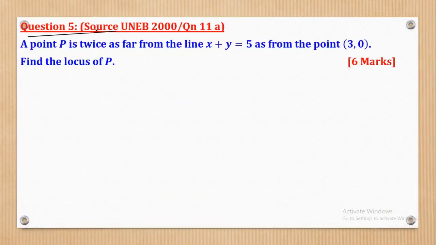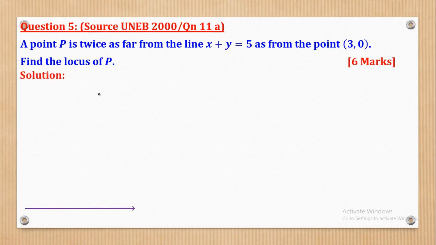So now we shall go to question 5, which came from UNEB 2000 paper 1 question 11a, and says a point P is twice, know this word, twice as far from the line x plus y equals 5 as from the point (3, 0). Find the locus of point P.